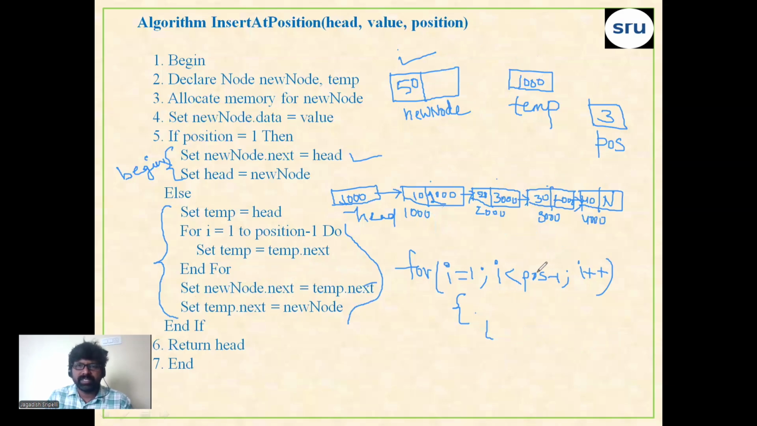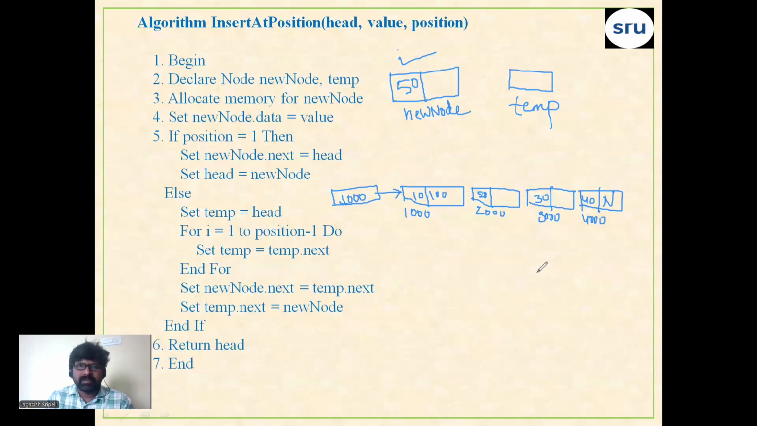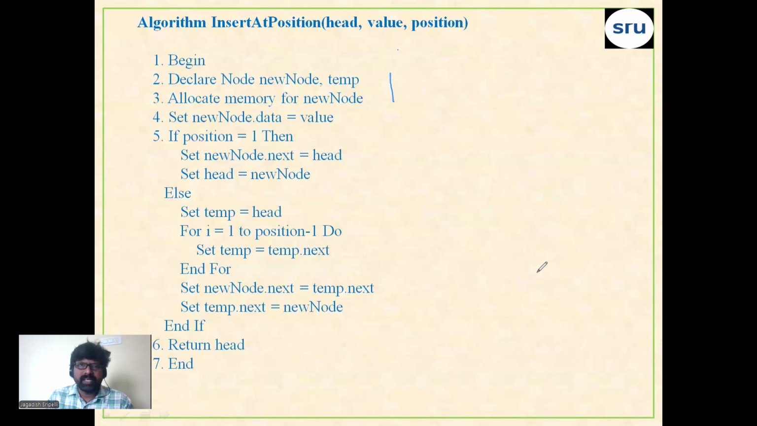Next, the traversal operation. We can see it as the last operation for this video. Traversal means accessing all the elements from the list here.